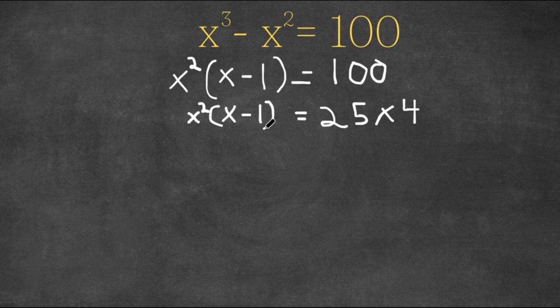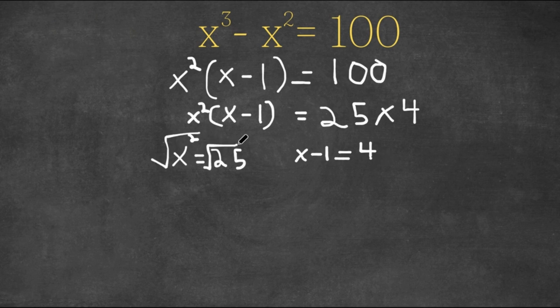Now, this gives us two equations. We would have x squared equals 25, and x minus 1 equals 4. Well, for x squared equals 25, if we do the square root on both sides, we would get, well, the square root of x squared is simply x, equals, the square root of 25 is positive or negative 5.